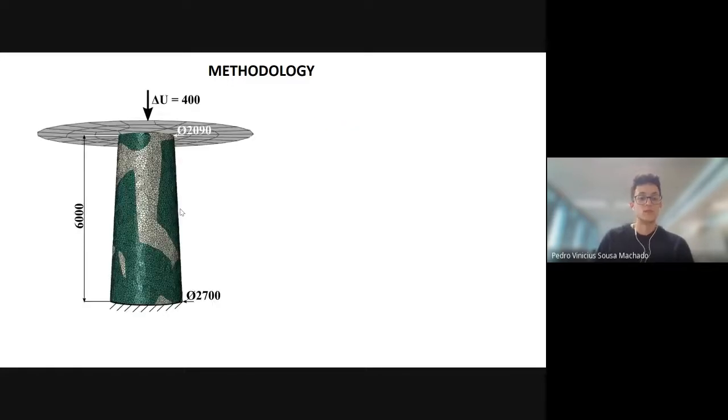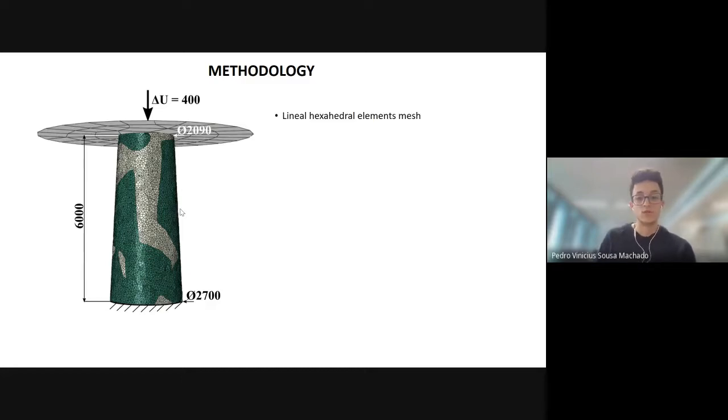The simulations that we did looked like this. The geometry is always the same. I applied a displacement load on the indenter on the top. The micropillar has 6,000 micrometers height, 2,090 diameter on the top and 2,700 diameter on the bottom. This is a very similar geometry to what we have in the experiments, which is why these dimensions were chosen.